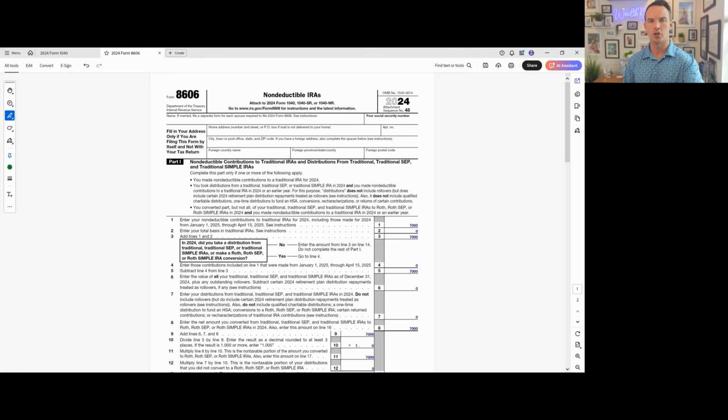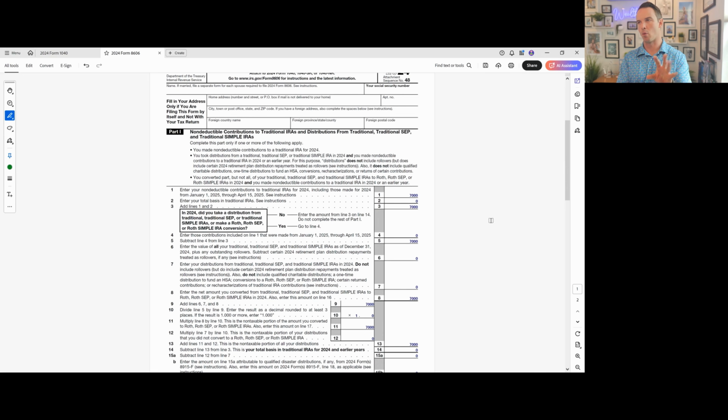Let's jump into a real life example, 8606 for 2024. I pre-filled some information just to help me with my math and guide me through this, but I'm going to walk you through these lines. Now, some accountants will use the shortened version of this. When I say shortened version, it's the same form, but they may not have everything filled in. They may have a separate worksheet called a 590 that could be listed in there. But this is what a clean 8606 would look like.